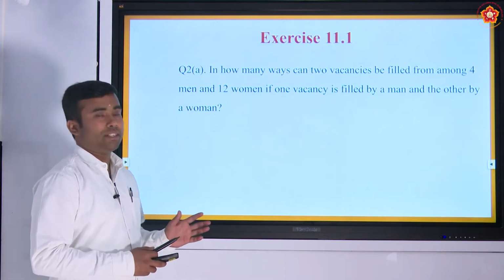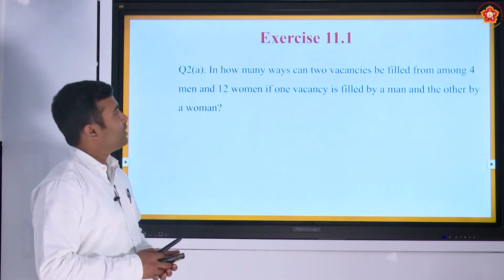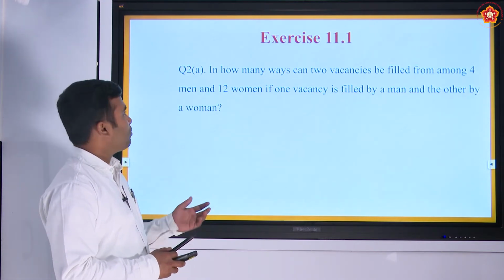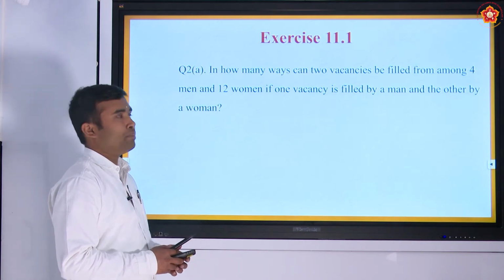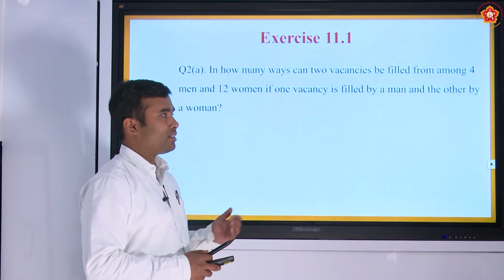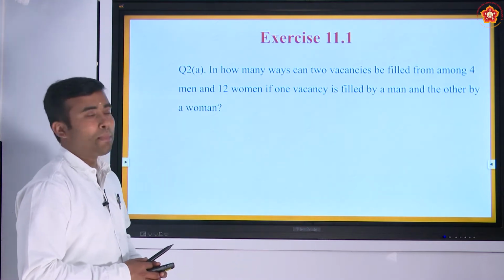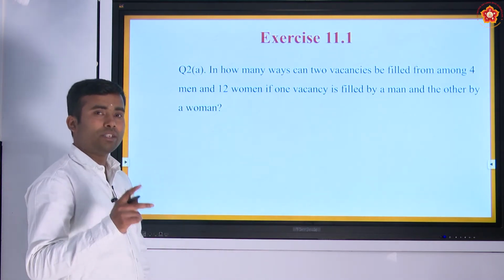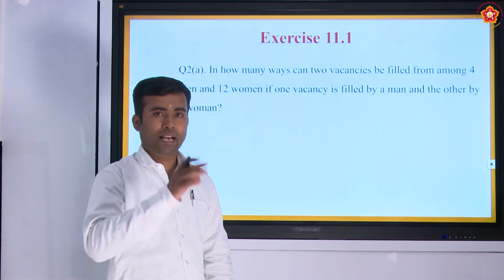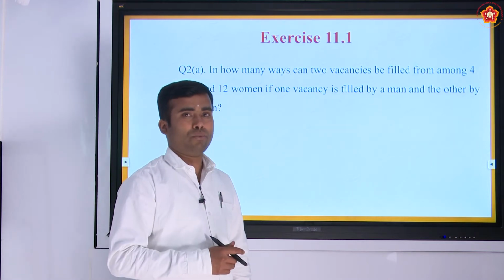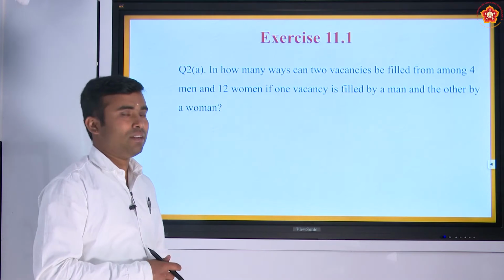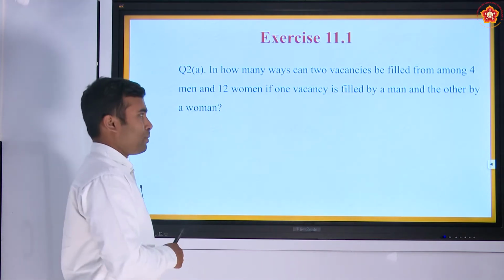Here the question is, in how many ways can 2 vacancies be filled from among 4 men and 12 women if one vacancy is filled by a man and the other by a woman. So there are 2 vacancies, one for a man and the other for a woman, and we have to find the number of ways we can fill them.